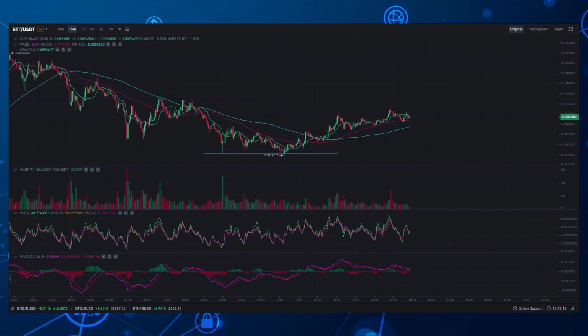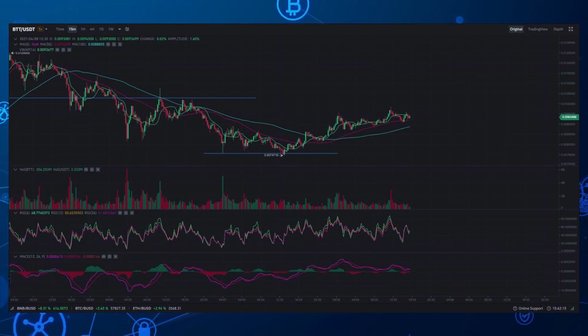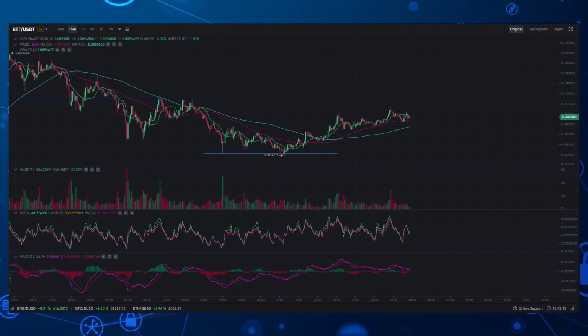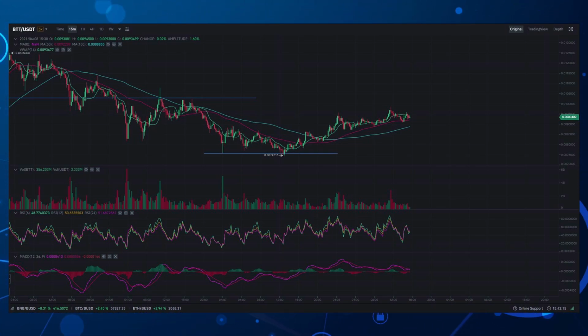The VWAP does keep getting tested, which appears to be holding strong with the 50-day moving average. They're kind of working together as a team, keeping the price up. So if you're considering a long position, the RSI looks good when it's under 40. This might be a good entry point to consider, but before you do, make sure that the price is above the VWAP and the 50-day moving average. Something to keep in mind.